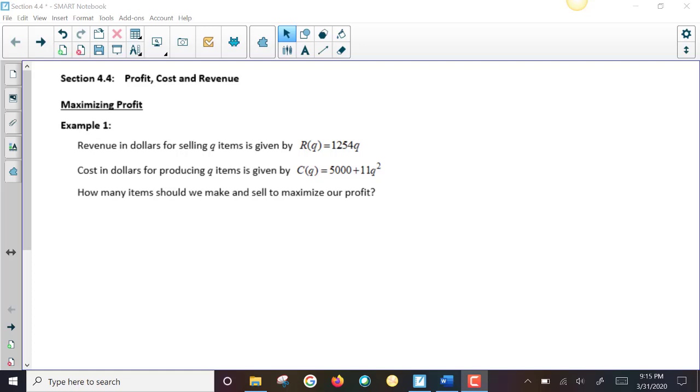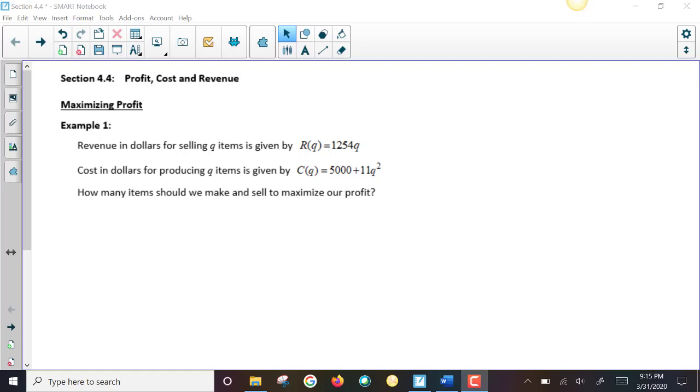Hello, we're in section 4.4 now, and we're going to once again talk about maximizing profit and revenue. So actually more applications of derivatives.